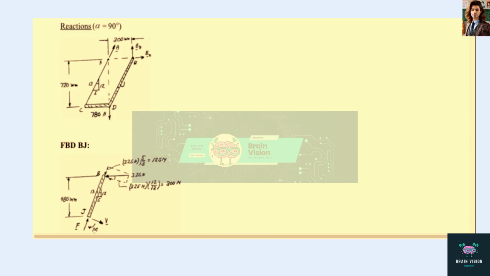Okay, so this problem asks us to determine the internal forces at point J when alpha equals 90. Alpha equals 90 means that this force right here is acting completely down. We also know that there are going to be reaction forces in the y and x direction at point B, and one reaction force at point A due to the string. Based on the dimensions given, we can also set up a 5, 12, 13 force triangle right here.